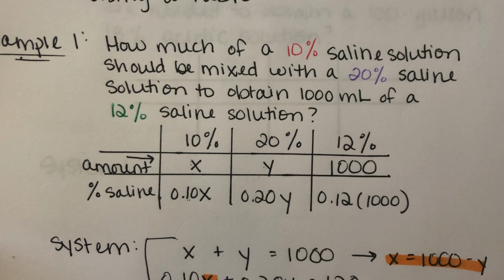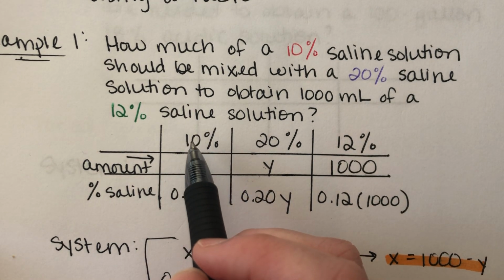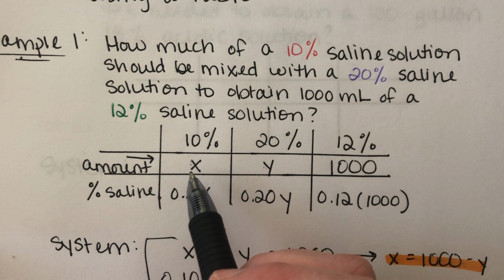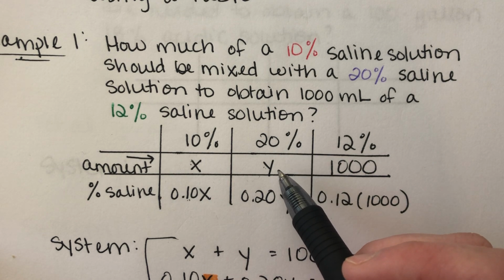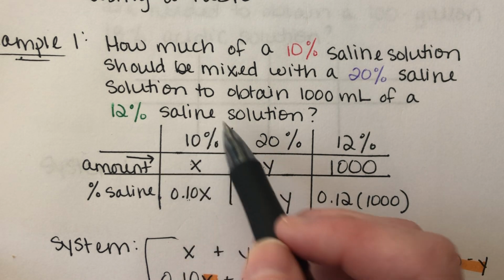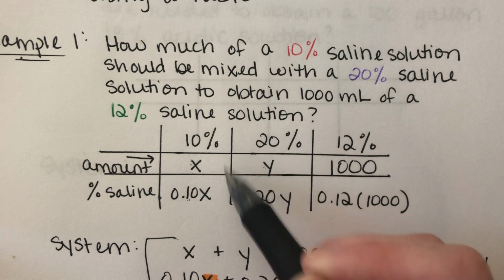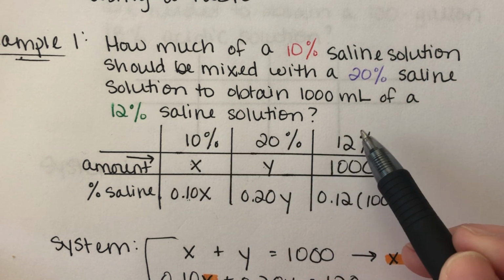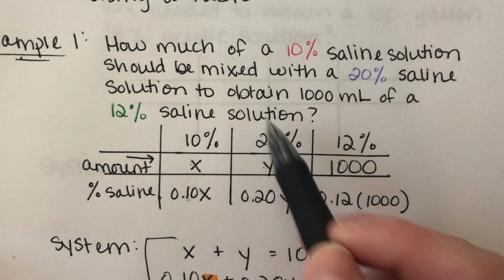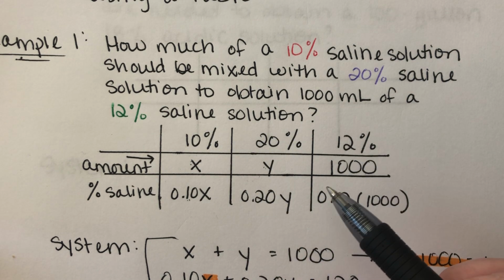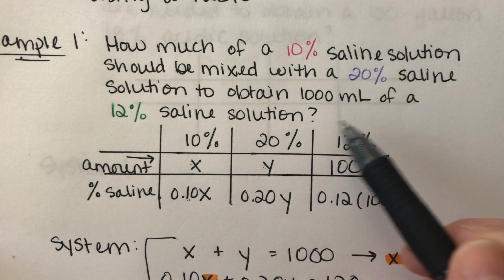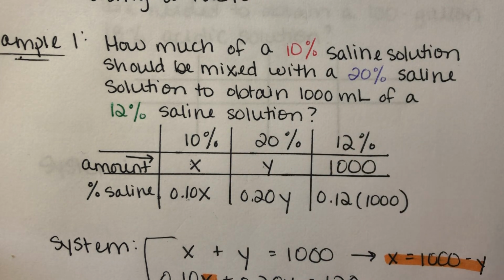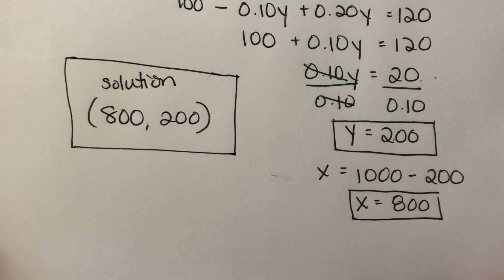So what does that mean with my word problem? How many of the 10% solution did I use? 800 milliliters. How many of the 20% did I use? 200 milliliters. So does it make sense that I used a lot more of this and just a little bit of this if I end up with a 12%? Yeah, it's a lot closer to 10 than it is to 20, right? It's 12. So I used a lot more of the 10% and just a little bit of the 20 to bring the saltiness up just a little. Okay, so hopefully that makes sense.